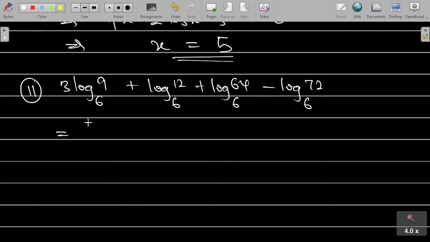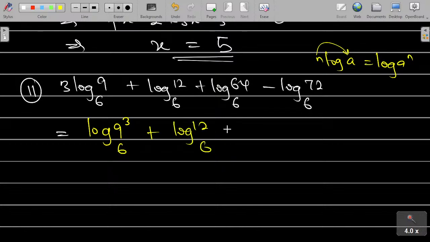So I'm going to clear that coefficient. And how? There is a law that says that if I have n log a to whatever base, that is the same thing as log a, this n will come up here to become a power. So this is going to be 9 to the power of 3, then base 6, every other thing will follow, because they are already in order. So I'll have 64 base 6 minus log 72 base 6.